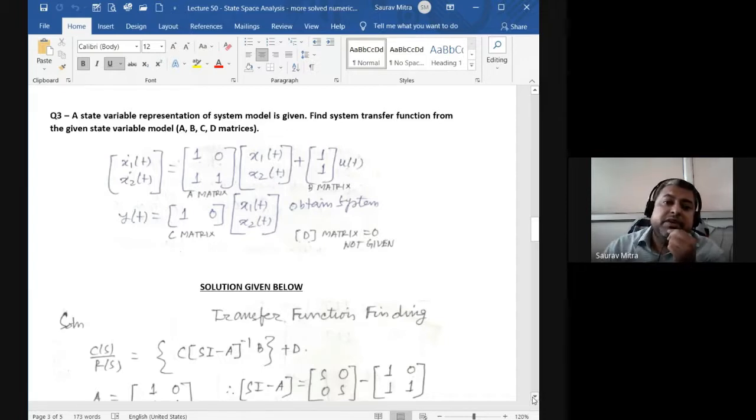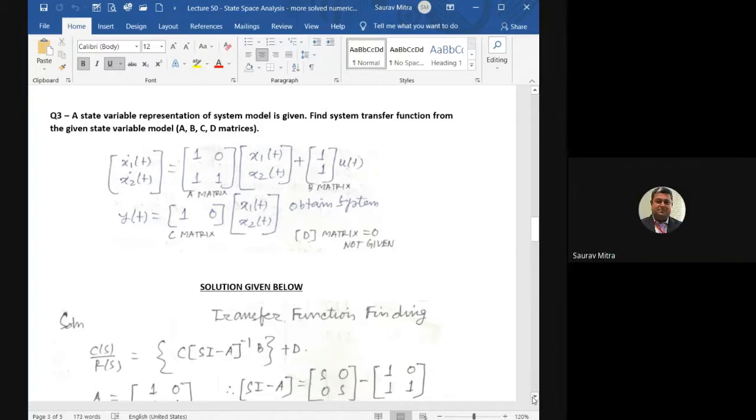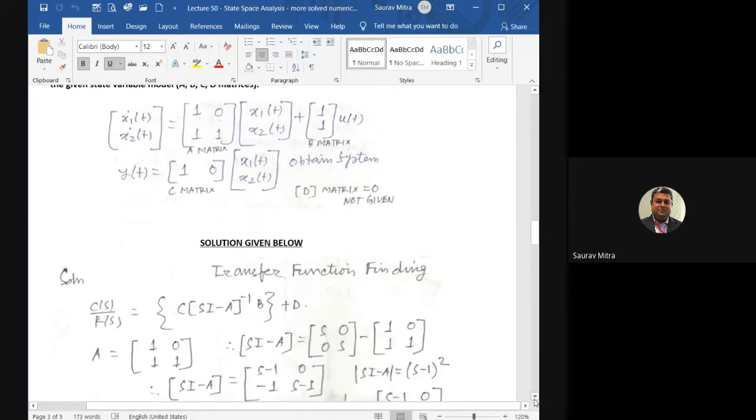I am giving you a state variable representation of the system. So this is question 3. Find the system transfer function from the given state variable. That is, state variable representation means ABCD representation. In this case, D is not there. That means only ABC. That means there is no direct transmission from input to the output. So we have to write down the equation as C(s) by R(s), or Y(s) by X(s) also you can write down. That is equal to the transfer function C into (sI minus A) inverse into B plus D.